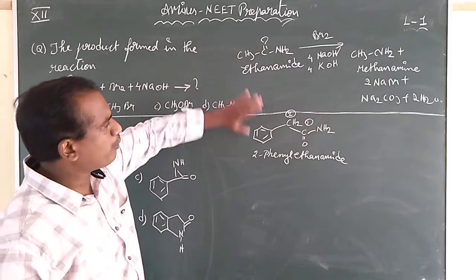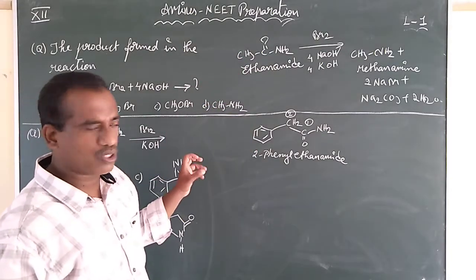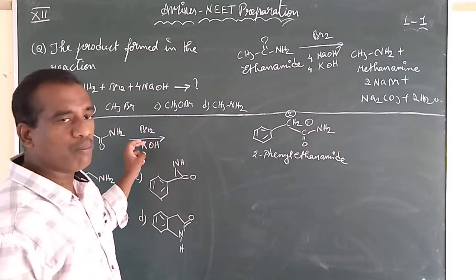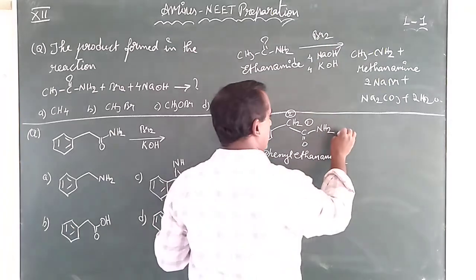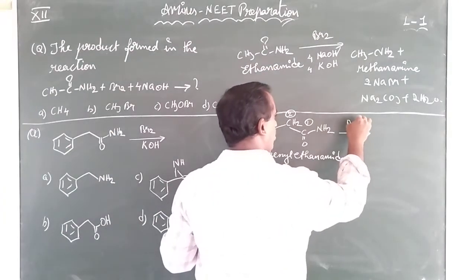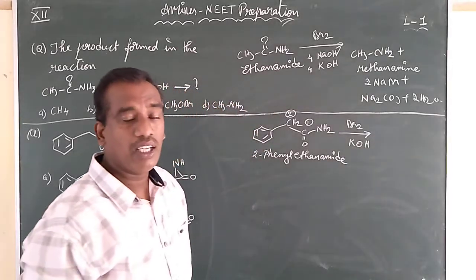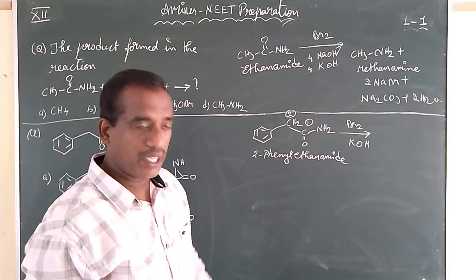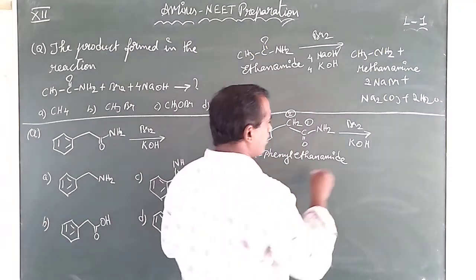What is the difference between the above and below one? One of the hydrogens is substituted with some group of atoms. But what reagent is given? Bromine in the presence of potassium hydroxide. It may be bromine with sodium hydroxide, or it may be bromine with potassium hydroxide. The concept is with which name reaction? Hofmann bromamide degradation. Good.